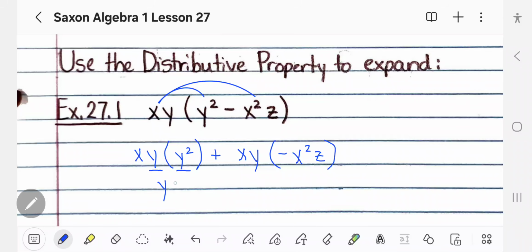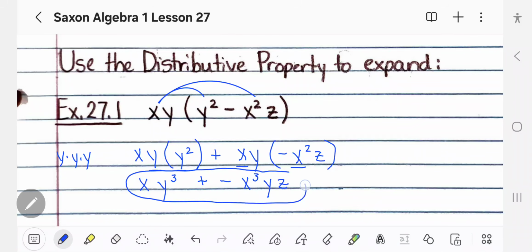Y times y squared, remember this is a first here. Okay, so that's like y times y times y, so that's y cubed. They're not going to write that first though. And then that's also times x. Plus, now we're going to multiply here. Now we're going to have this negative sign in front of it. Now we're going to do this x times this x squared. That's going to give us x cubed. And then we have a y, and there's no y over here. And then we have a z.